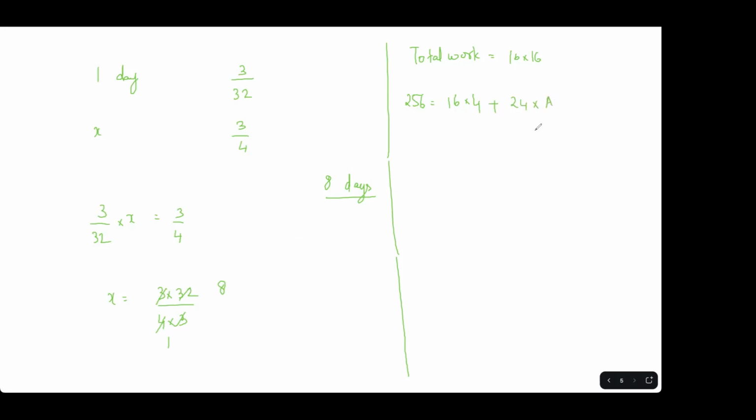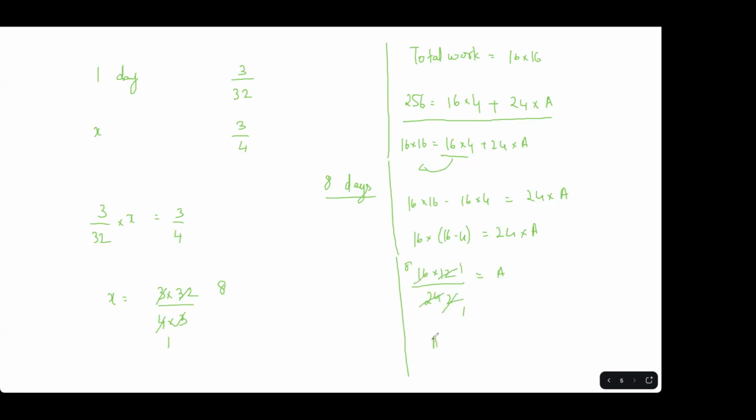तो यहाँ पर आप लिख दो कोई भी अल्फाबेट. ये इक्वेशन बस हमें सॉल्व करना है. ओके. सो व्हाट वी विल डू, 16 into 16 is equal to 16 into 4 plus 24 into a. So then we'll take this on the other side. So what we'll get, 16 into 16 minus 16 into 4 is equal to 24 into a. So we get 16 into 16 minus 4 is equal to 24 into a. So we get 16 into 12 upon 24 is equal to a. So 12 into 1, 12 into 2, 2 into 1, 2 into 8. So a is equal to 8.